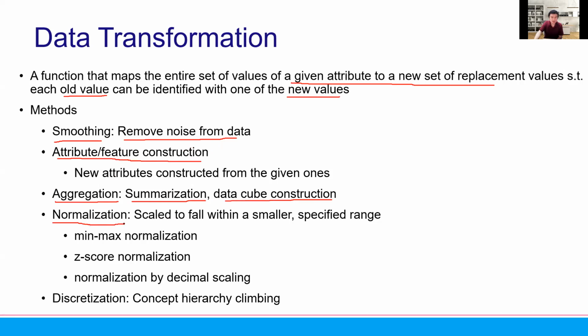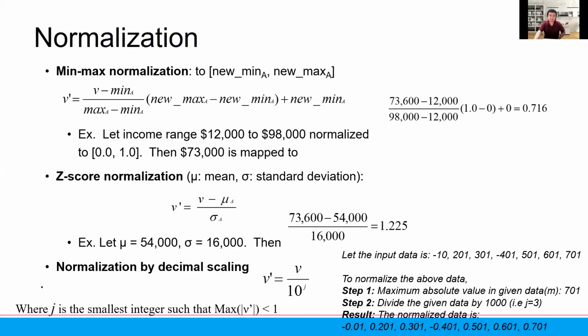There is also another way to do data transformation, by normalization. Normalization means I want to scale values to fall within a smaller or specified range. In this video, I would like to explain three ways of normalization: min-max normalization, z-score normalization, and normalization by decimal scaling. The other kind of data transformation is related to discretization, which can be related to concept hierarchy climbing. First, I'm going to explain how to do normalization.